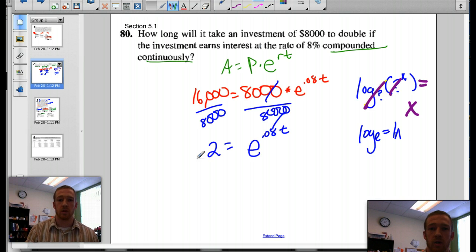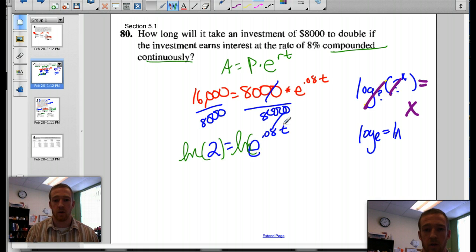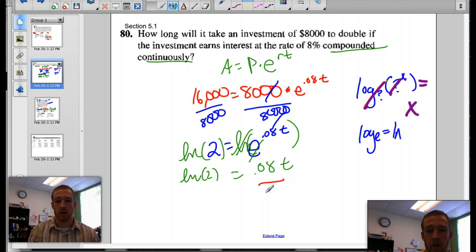So what we're going to do is take the natural log of both sides, and what that does is the natural log cancels out the e raised to an exponent, so we have the natural log of 2 equals 0.08 times t. Now we just divide by 0.08, and that gives us our final answer.